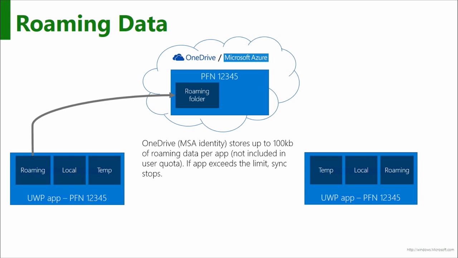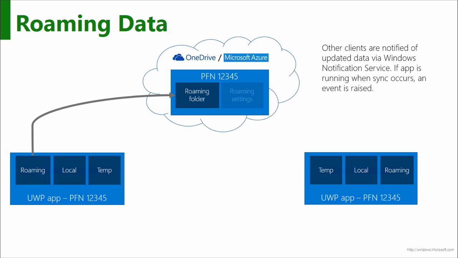Is the receiving device then polling for changes? Interestingly, no, it's not polling, because it's using Windows Notification Service, which is the same push notification system that is behind tile updates and notifications from the cloud. So the other devices are notified when they need to be that there's been a change in the roaming data, and then they can synchronize it up. And that's all taken care of for you by the platform.